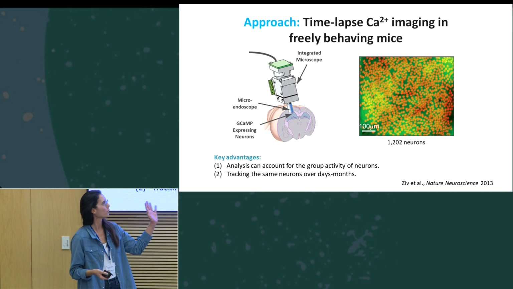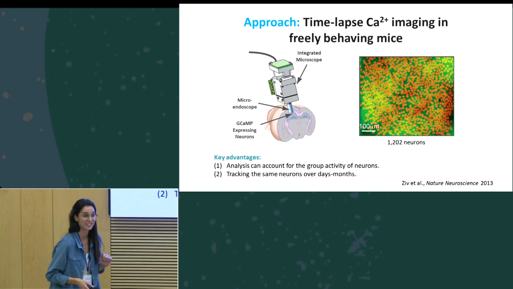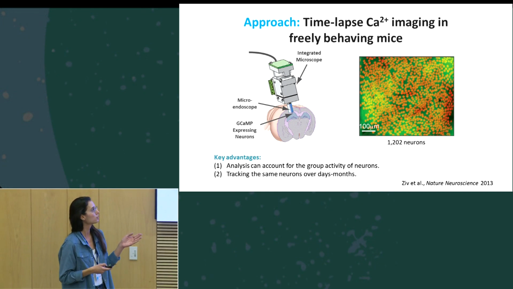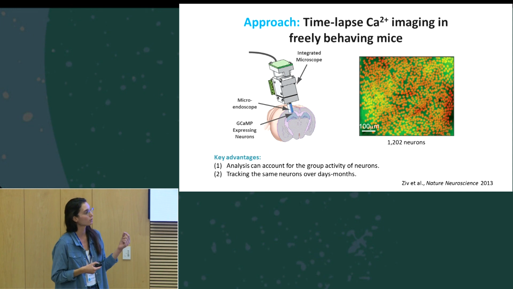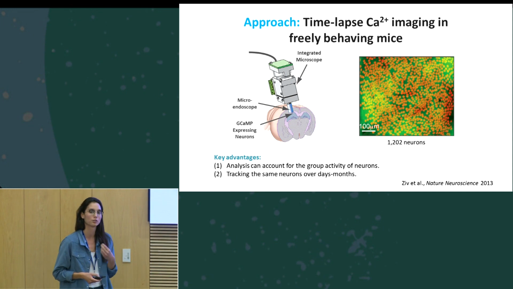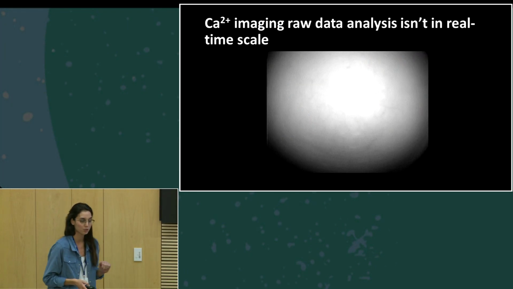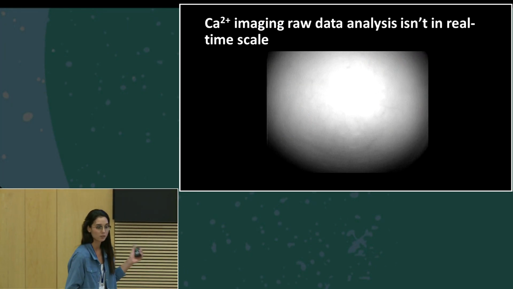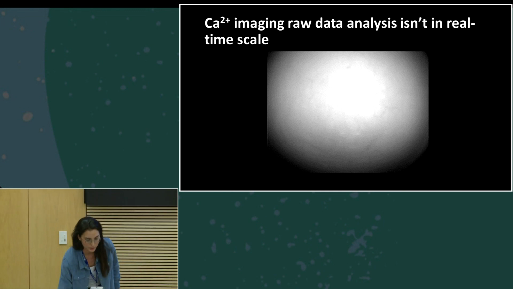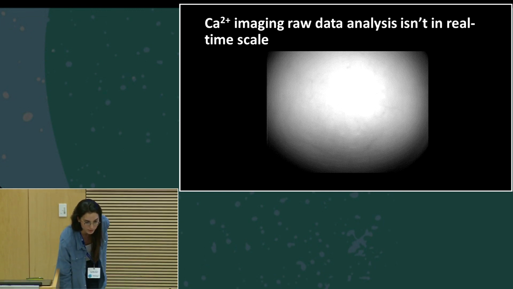So what's the problem with this now? In order to detect the single neuron's activity, we actually need to use image processing. Let me show you an example. This is the raw data coming from this microscope. And I want to show you what it looks like.